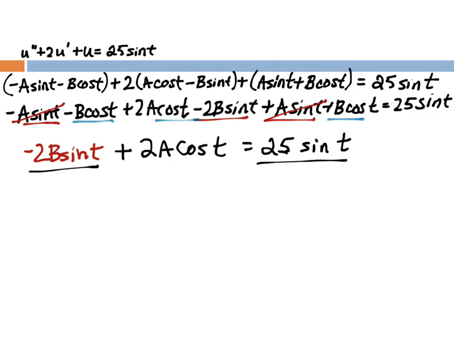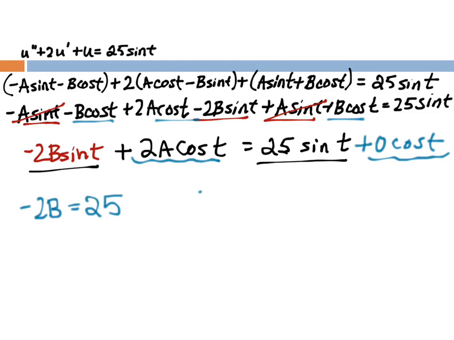It does mean that a is 0. Let me get to the a is 0 in a minute. Let's look at the b value. If these two are equal, then negative 2b is equal to 25, correct? We're just identifying piece by piece. And this would have to equal the part over here that has cosine in it. Well, there isn't one, so technically you could say this is 0 cosine of t, which would mean the 2a also has to equal 0.